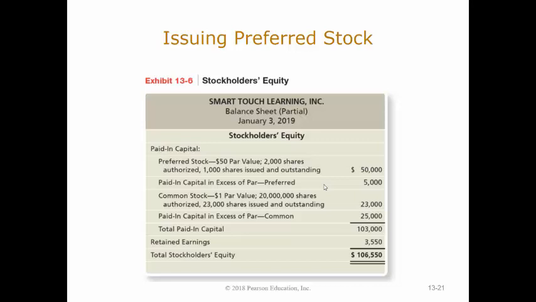And then for common stock, in this case, let's say that our common stock with a $1 par has a value of $23,000, and we'll show off the number of shares that are authorized, issued, and outstanding. And underneath that, we would put in its associated paid-in capital account. Let's say at this point their paid-in capital in excess of par common stock is $25,000. To find your total paid-in capital, you just add up the sum of everything that's above it. So $50,000 plus $5,000 plus $23,000 plus $25,000 is $103,000. And add to that your retained earnings, and you come up with total stockholders' equity of $106,550.